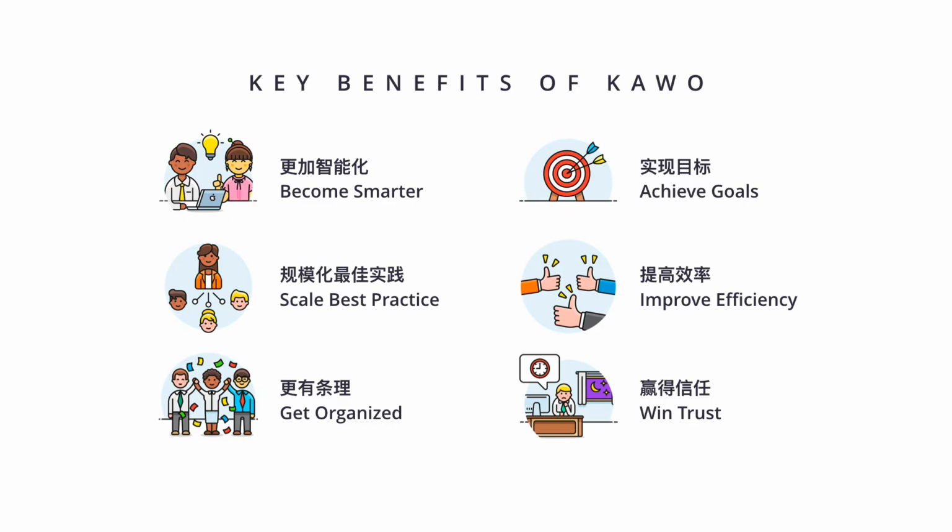Being successful on social is really challenging, but teams using Kawo work smarter, achieve their goals, use best practice across their organization, are more efficient and organized, and win the trust of all their stakeholders.